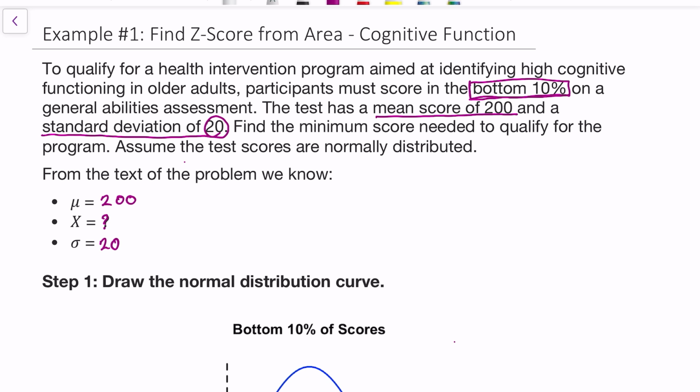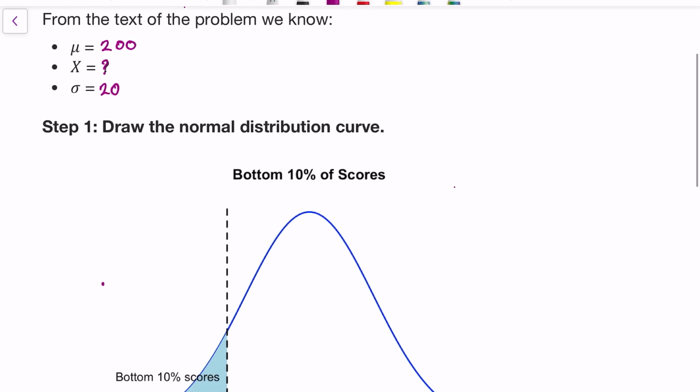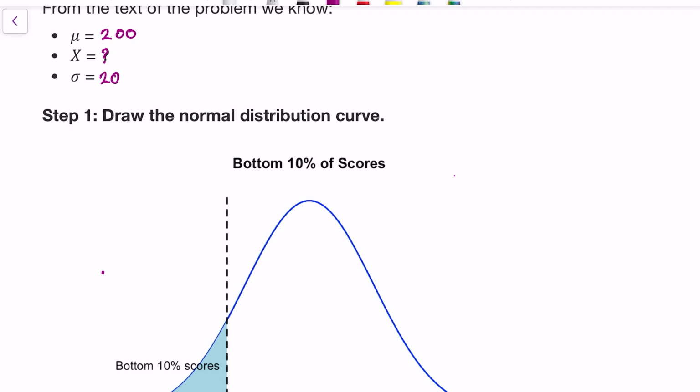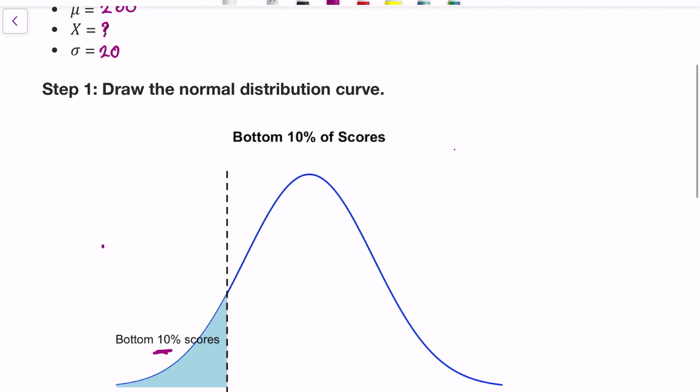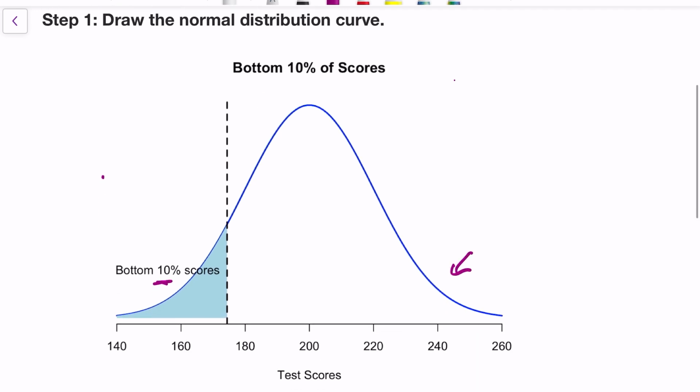participate in the study. So this is interesting because we have to go from the percentage to the probability, and then from the probability to the Z-score. In the past, we've done the Z-score, we find the Z-score, and then we find the probability. We're going to have to do it backwards this time. This is what it would look like, the bottom 10% of the scores. If it had said the top, we probably would have looked at this tail, but that's not what they're asking for.